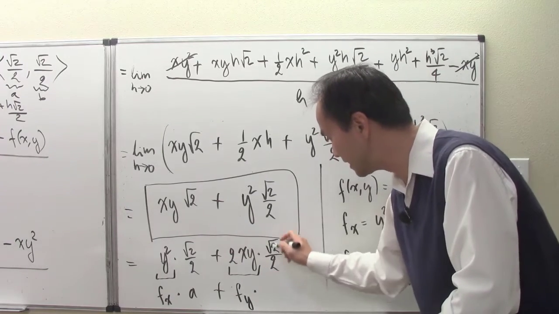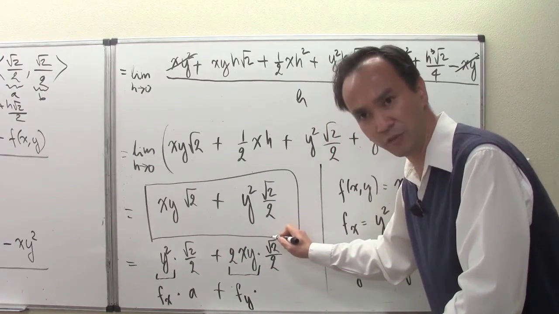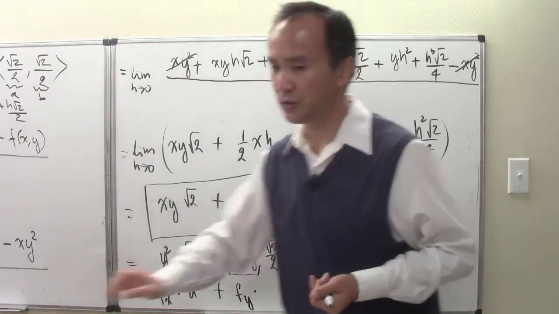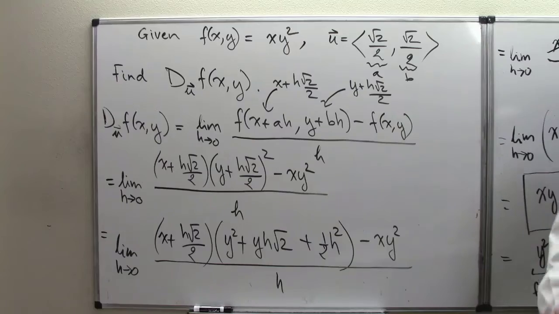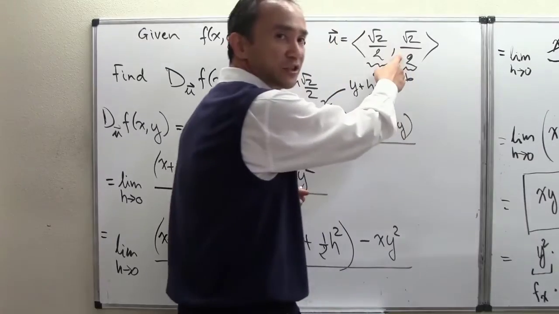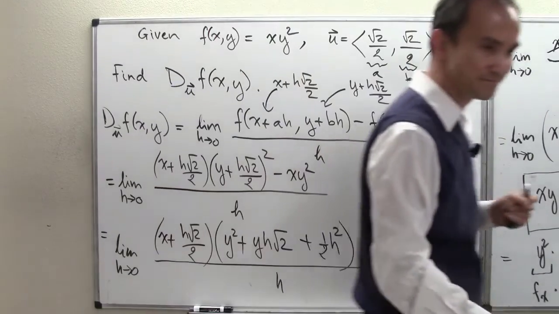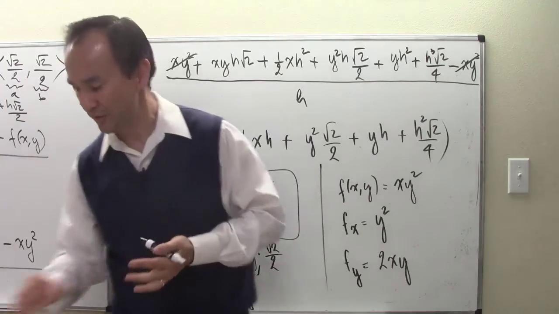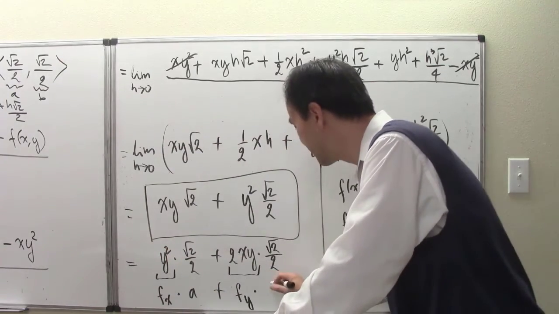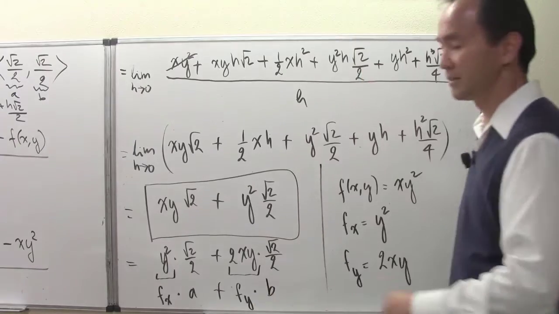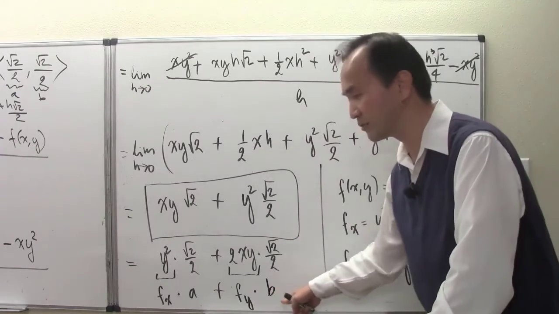Okay, so to show you that this expression is indeed f_y times, and wait a minute, what is this? Square root 2 over 2. Square root 2 over 2 is also the other component of our vector u right here, or the b component. So now I recognize that this is f sub y times b.